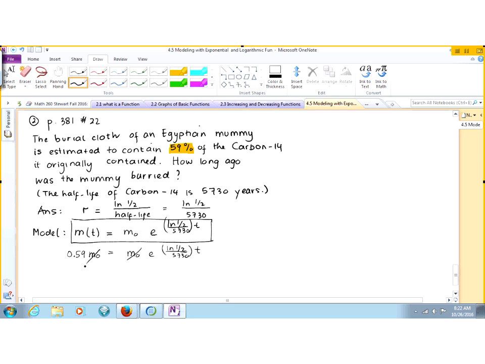Okay, so we just have to solve it, don't we? Cancel out the M naught, divide both sides by M naught, and then what? ln. So it's pretty similar. So ln 0.59 is equal to ln half, I'm going to put ln 0.5, divided by 5730 t times ln e.